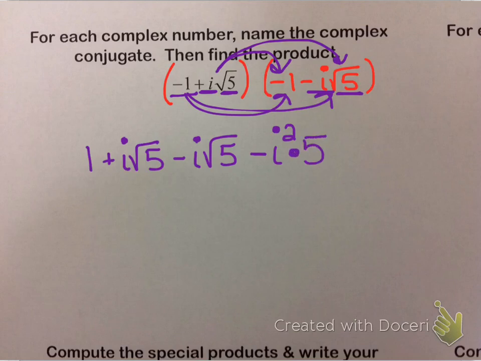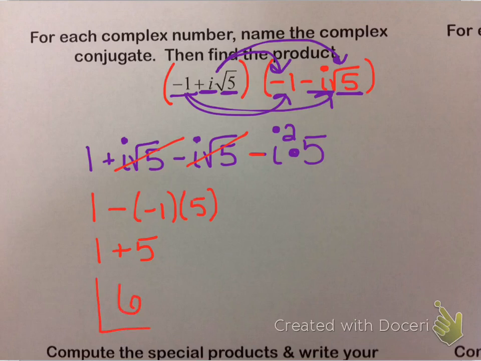And so then I just need to simplify. These two terms are opposites of each other, so they're going to cancel each other out. I've got my 1 up here in the front still. And then I've got the minus sign right here. i squared is negative 1, and it's being multiplied times the 5. And so when I multiply all that together, this is going to become plus 5. And so I get an answer of 6. A nice, pretty, perfect whole answer for that problem.